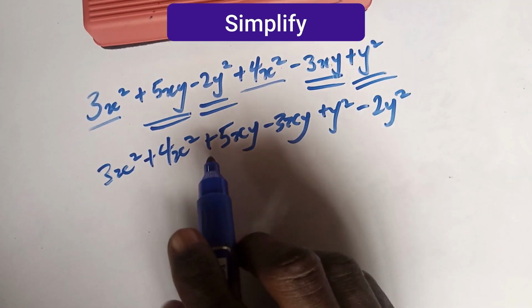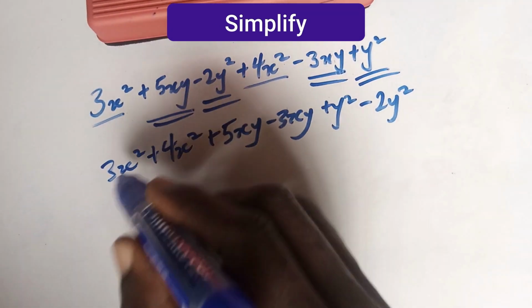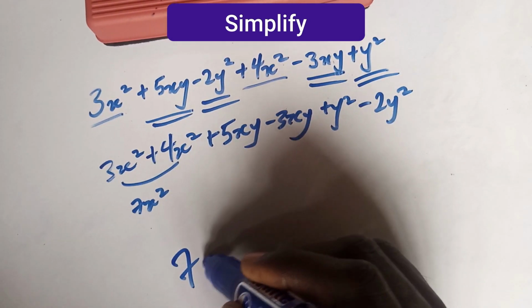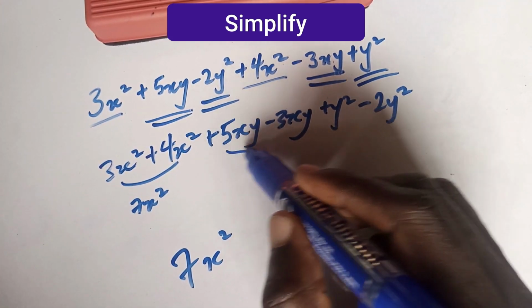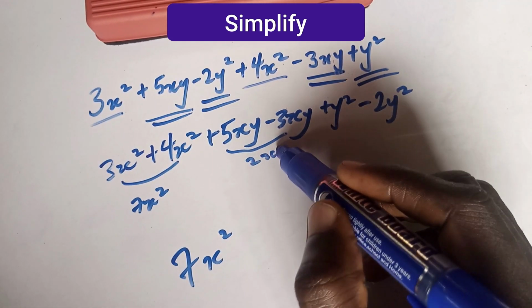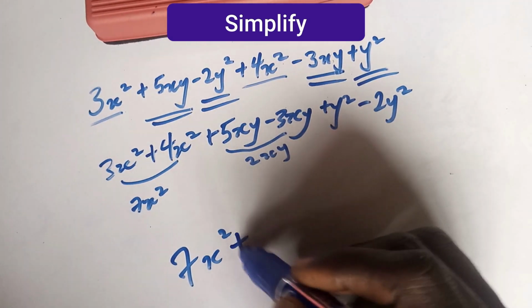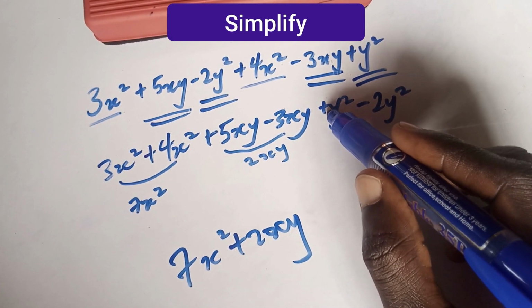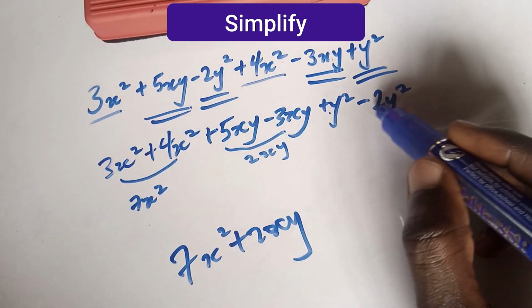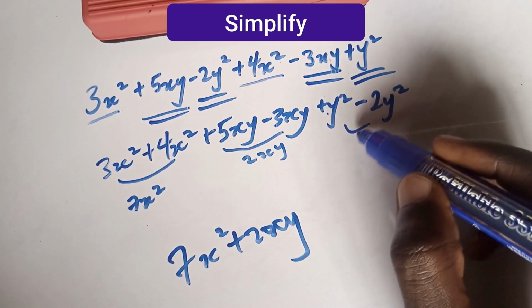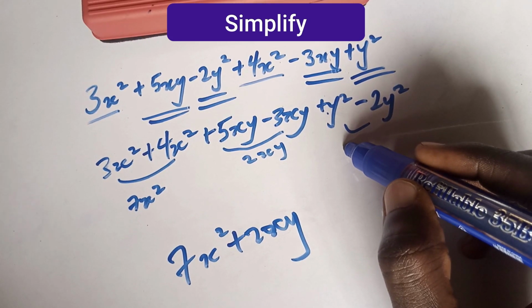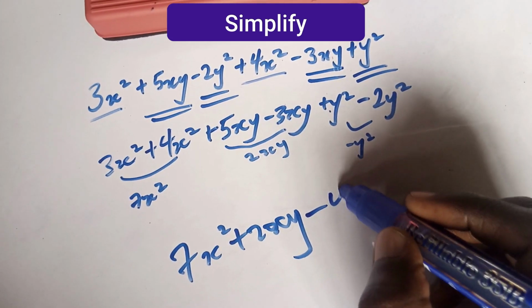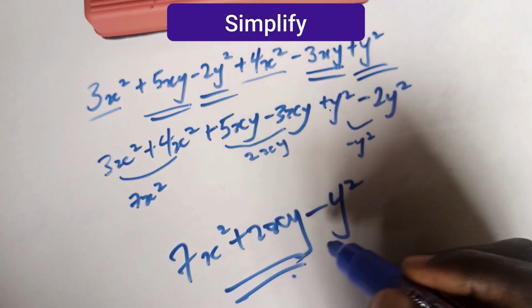So the next thing is to add this together. So this will be 7x raised to power 2, and this will be 2xy, so plus 2xy. The coefficient of this one is 1, so if you subtract 2 from it, that will be minus y raised to power 2. So we have minus y raised to power 2. So this is the answer.